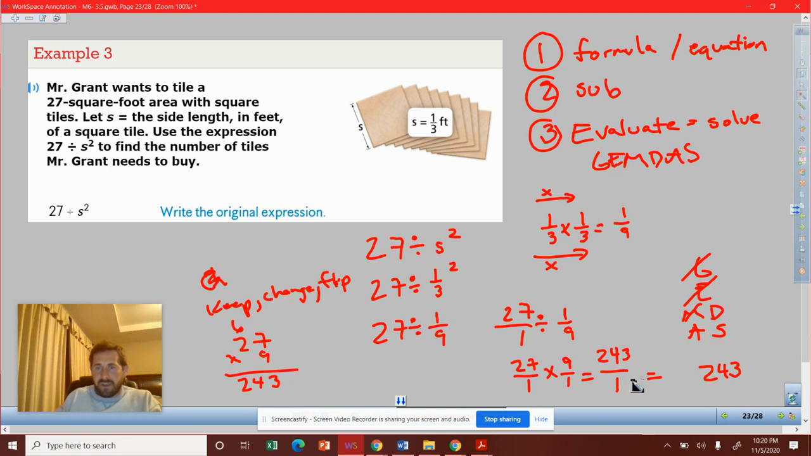So how many ones are in 243? It's 243. That's how many tiles he'll need. So if he goes to the store, he's got to buy 1/3 foot square tiles. He's got to buy 243 of them.